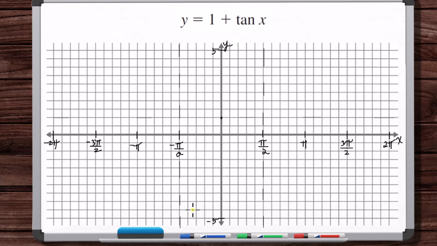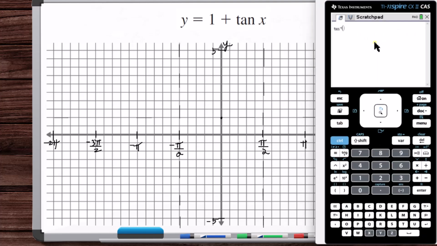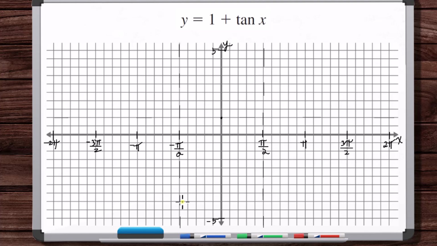We can solve for the actual x-intercept here. When y is equal to 0, when does 1 plus tangent x equal 0? So when does tangent of x equal minus 1, right? You set y equal to 0 and solve for x: tangent x equals minus 1, so inverse tangent of minus 1 is minus pi over 4. That makes sense. So it's going to pass through here, and that's actually the quarter point.